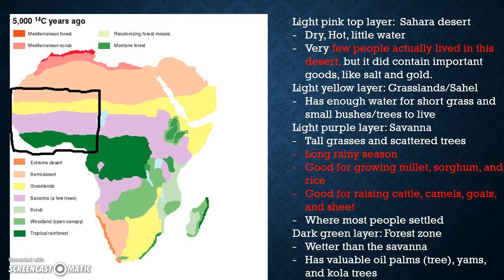It's called the savanna. It has a very long rainy season, which means it's really good for growing millet, sorghum, and rice. These are all grains. It's also good for raising cattle, camels, goats, and sheep. This is where the majority of the people live because it's good for growing crops and it's good for raising animals.